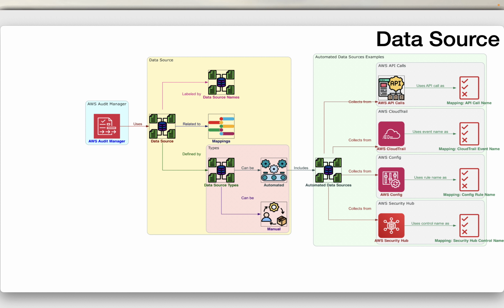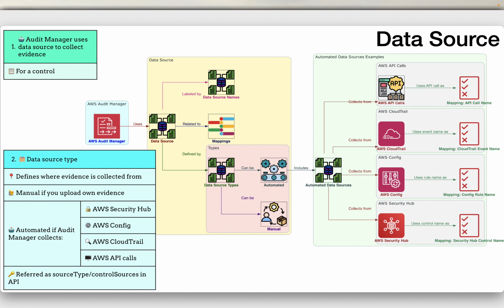Okay, next important concept is data source. Audit Manager uses a data source to collect evidence for a control. The following terminology describes what a data source is and how it works. A data source type defines where Audit Manager collects evidence from for a control. If you upload your own evidence, the data source type is manual. If Audit Manager collects the evidence on your behalf, the data source type can be one of the following: AWS Security Hub, AWS Config, AWS CloudTrail, or AWS API calls.